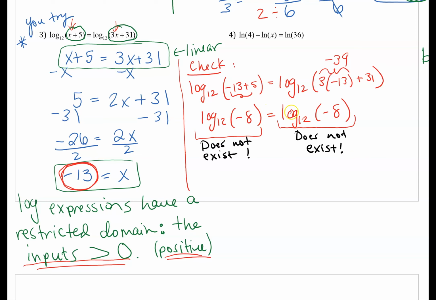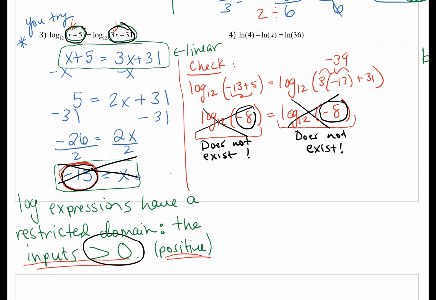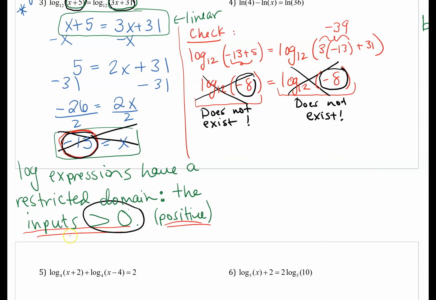So I can't say that they're equal because these don't even exist, because the number inside the log needs to remain positive. Otherwise, it just doesn't exist. It has no value. So we have to be careful to check our answers, especially if they come out negative. We want to make sure, would that make the inside of my log negative? If so, I actually can't use it as a solution. So that's what we would say for our final answer for this, is that there is no solution.